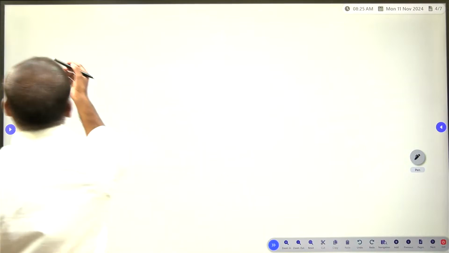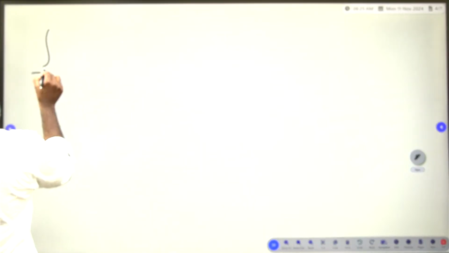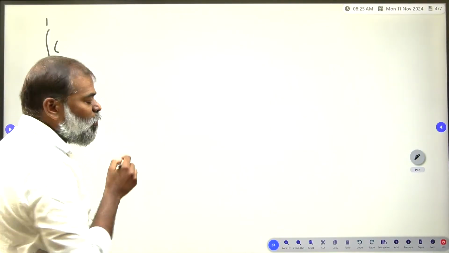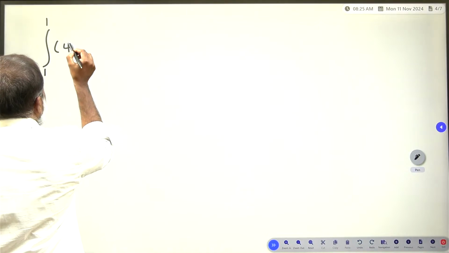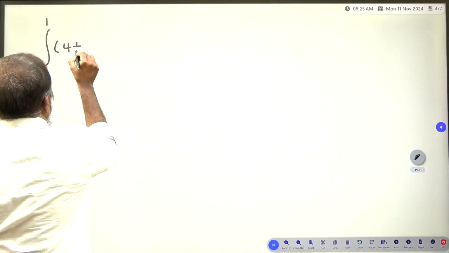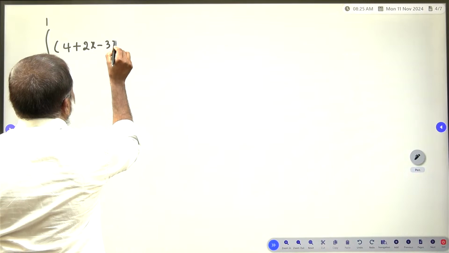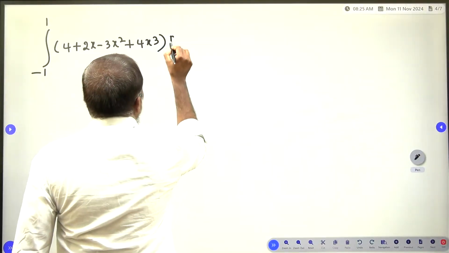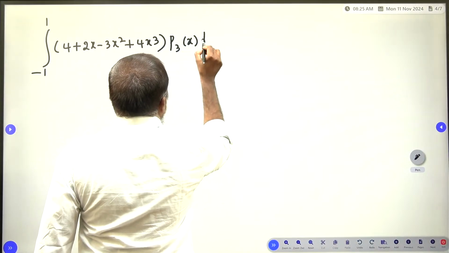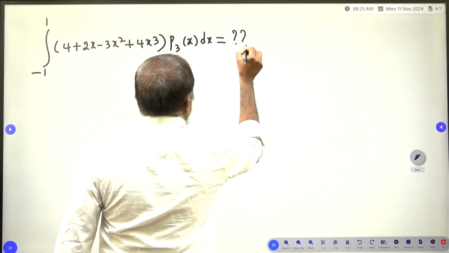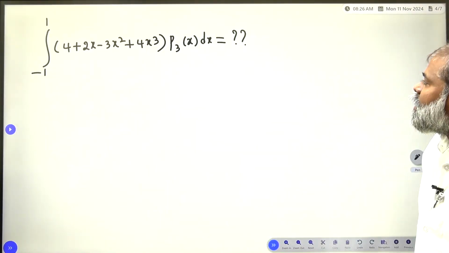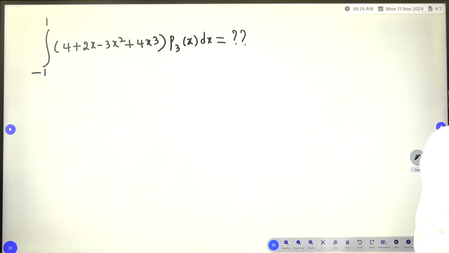We have to calculate the integral minus 1 to plus 1, integral minus 1 to plus 1. We have to take 4 plus 2x plus minus 3x square plus 4x cube into P3 of x into dx is equal to how much they are asking, correct? So this is the integration value we have to calculate, clear? So based on this integration, how we have to do?